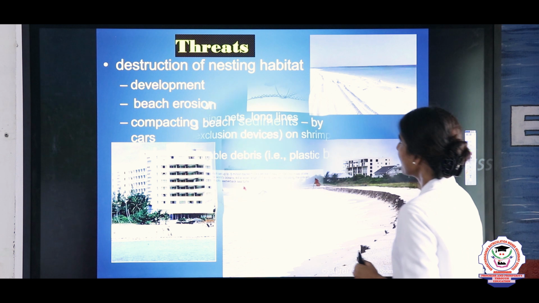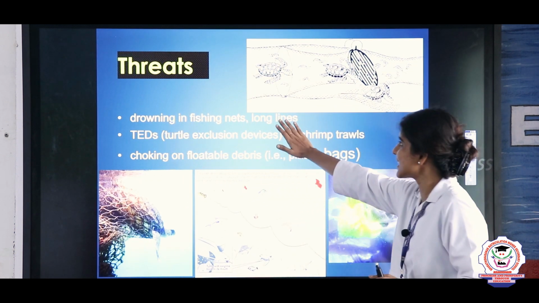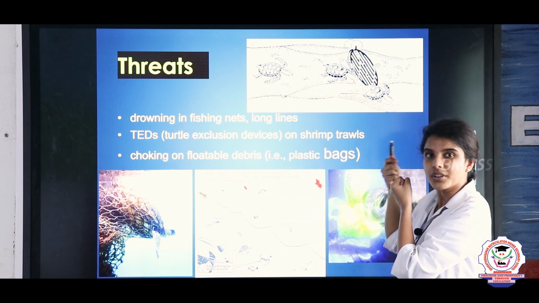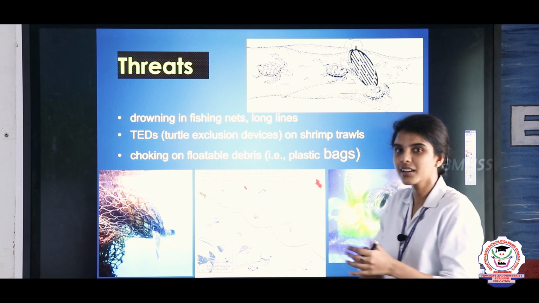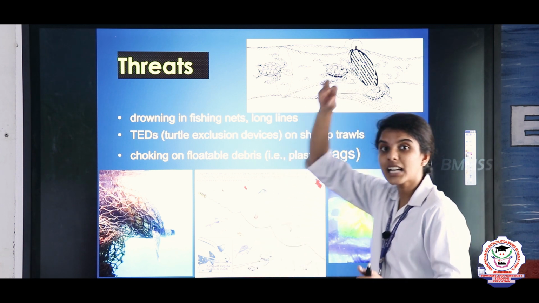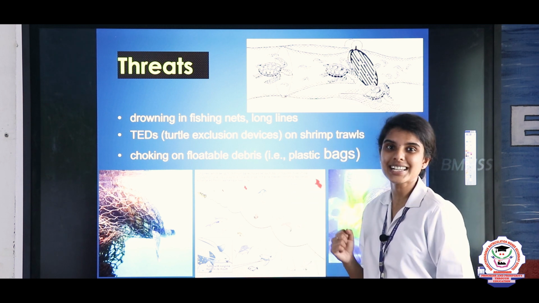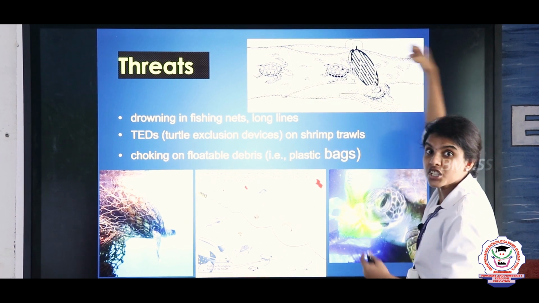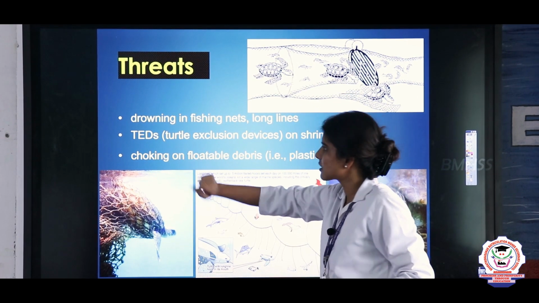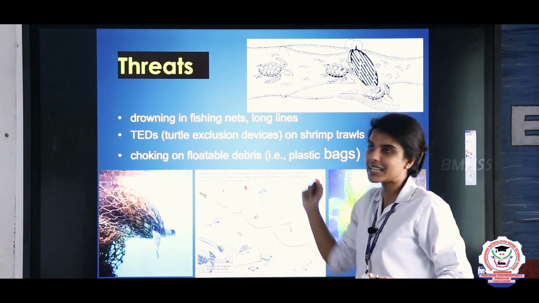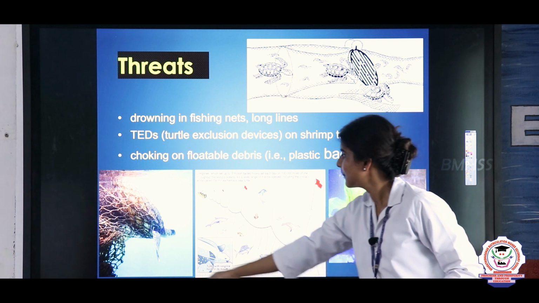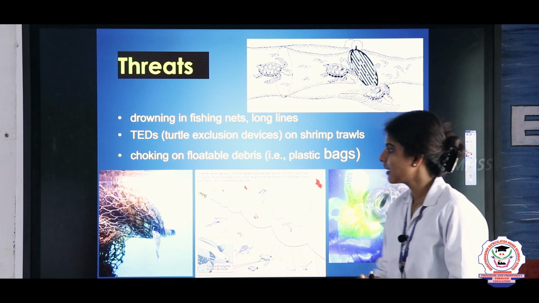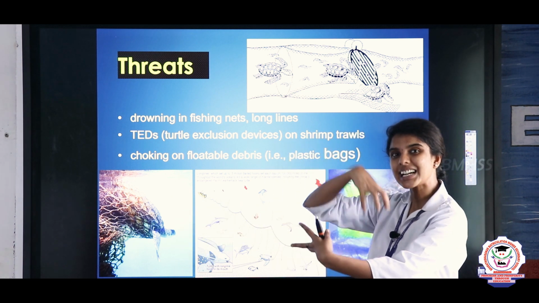Clear? So now, drowning in fishing nets and long lines. You can see here, this is a fishing net where they drown. You can usually see in the sea where they use fish nets to capture the fish inside. So you can see here a sea turtle is drowned inside the fish nets. Clear? Then TEDs. TED means turtle exclusion devices. So these are called the turtle exclusion devices.